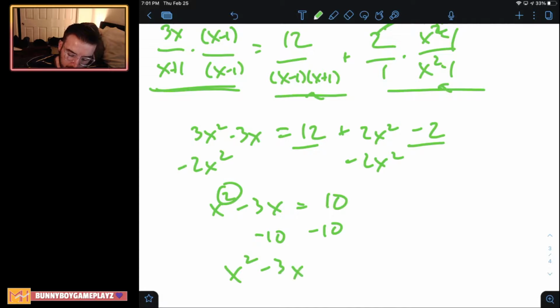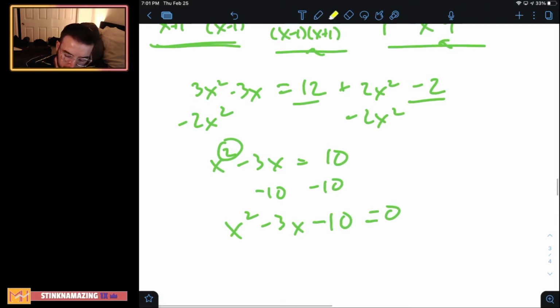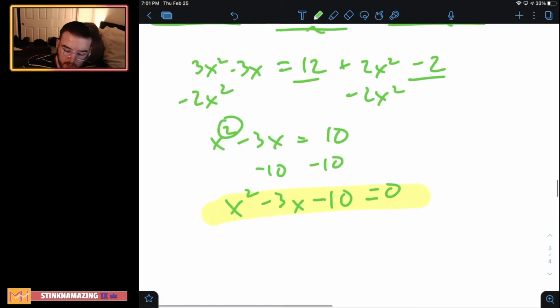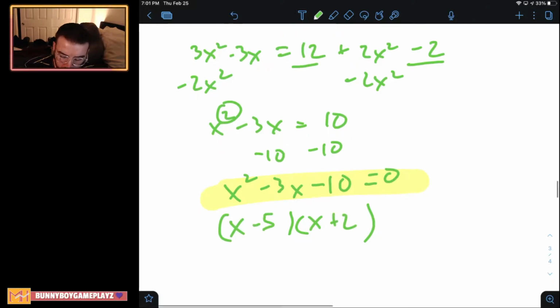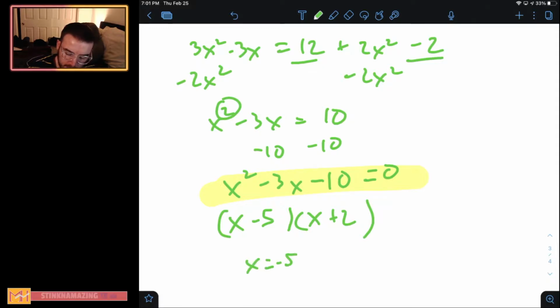And now how about I have another question for you where you do the factoring for me. What does that factor into? What multiplies to -10 and adds to -3 is an x minus 5 and an x plus 2. Our two solutions are -5, nope, not -5, +5 and -2.